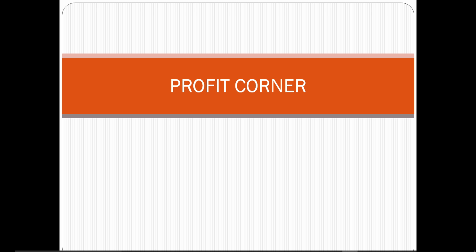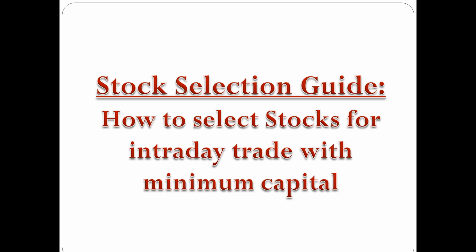Let's move on to the topic. Stock selection guide: how to select stocks for intraday trade with minimum capital. If we have very little capital, let's say 20,000, 15,000, or 50,000, we can still enter the stock market and get some minimum profit. If your investment is minimum, we have to expect minimum profit, which is very reasonable.